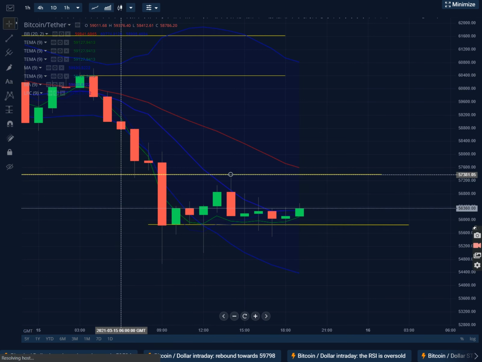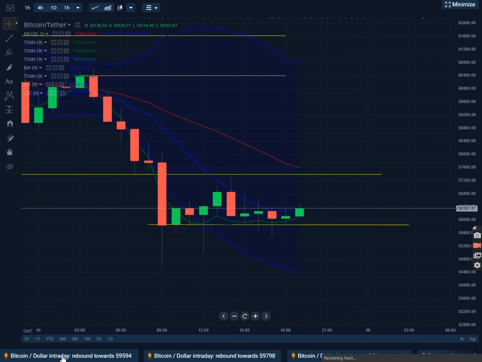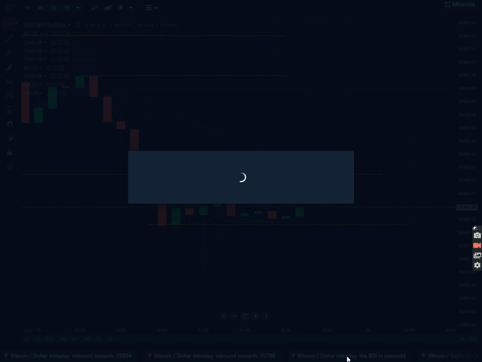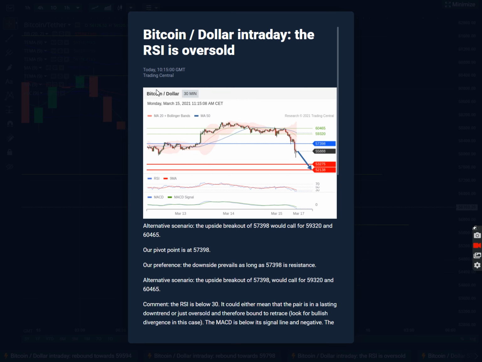Now this line I've put in because if you look at these tab type things where it says Bitcoin slash dollar intraday rebounds towards 59594. I put that line in off this one, so if I just click it and open it up for you, because this is where I was looking at it this morning, this is basically Stormgain showing you what they think you should look out for. They show you this graph here, which again looks confusing, but if you take your time and read through it, it's not that difficult to understand.